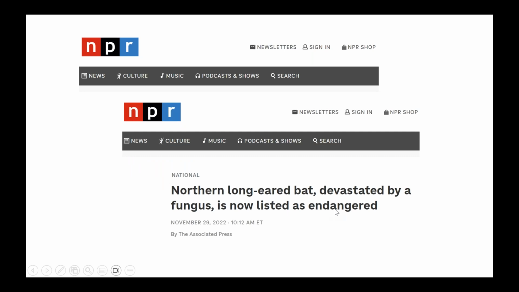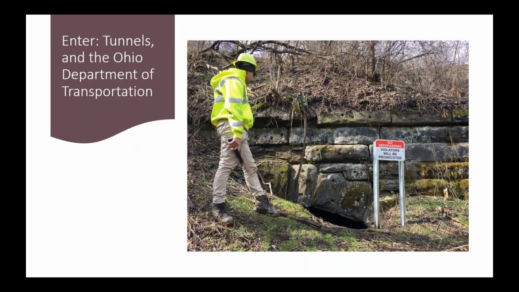Similarly, the northern long-eared bat is now listed as endangered because of this fungal disease, and the little brown bat is currently under review. So in sum, bats here in Ohio are greatly imperiled by this fungal disease, and several species have been added to the endangered species list as a result, with another one currently under review. And this is where the Ohio Department of Transportation and railroad tunnels come into play.